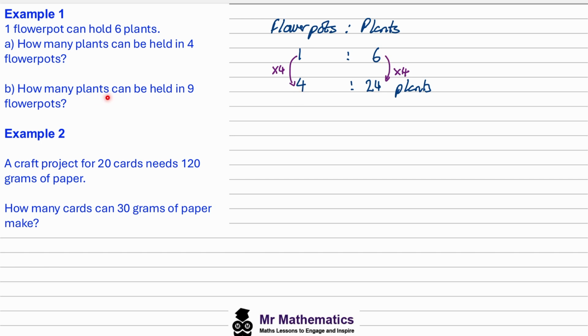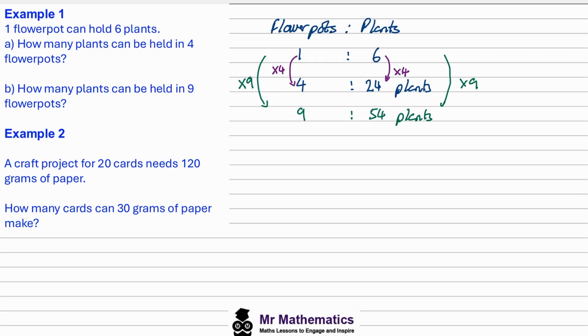So how many plants can be held in 9 flower pots? Well, now we're going to scale our ratio by multiplying both sides by 9. So we'll have 9 flower pots, we'll times the 6 by 9, and we'll get 54 plants. So once you've set up your original ratio, you can scale it however you need to.